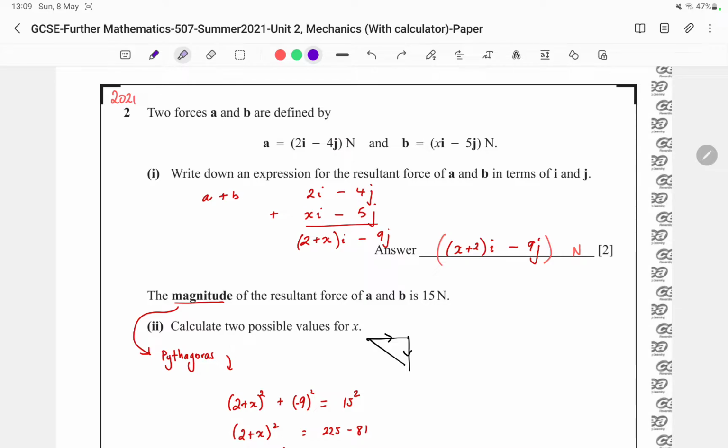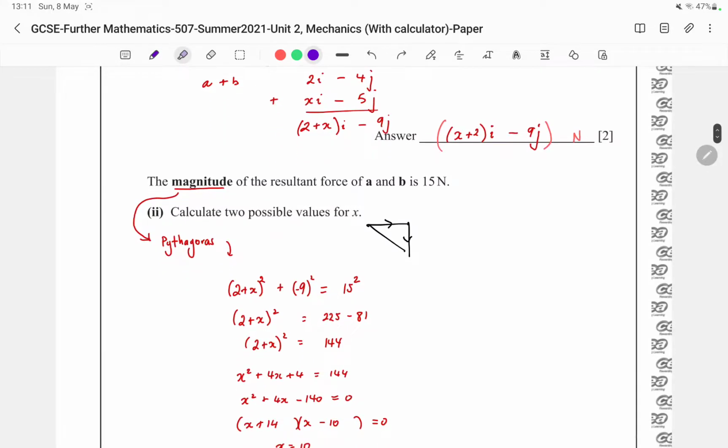So in this case we're adding the I components 2 and x, so that we have x plus 2 in brackets as our I component, and then we're adding minus 4 and minus 5 to get minus 9 as our J component. Keep your units because this is a forces question. So that's all you have to do for finding the resultant force. You just add the I components and add the J components.